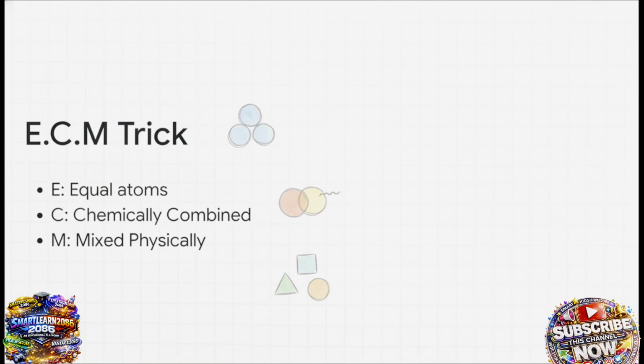To make sure you never forget this, I've got a secret weapon for you, the ECM memory trick. Just remember ECM. E stands for equal atoms. Elements are just equal, identical atoms, one type only. C stands for chemically combined. Compounds are elements chemically fused together in a fixed ratio to make something completely new. And M stands for mixed physically. Mixtures are just things hanging out together, physically mixed with zero reaction, happily keeping their original identity. ECM, if you remember that, you have officially mastered the foundations of matter.